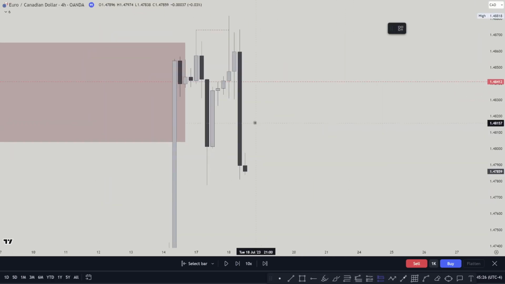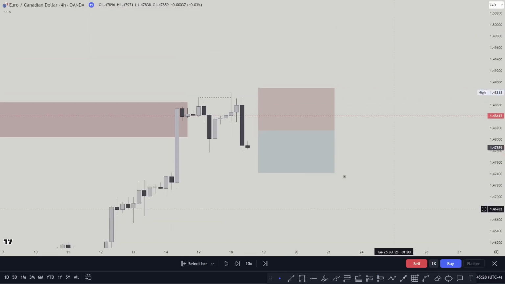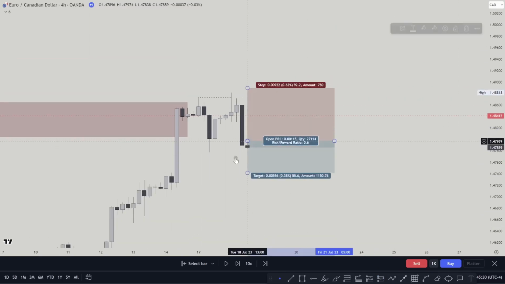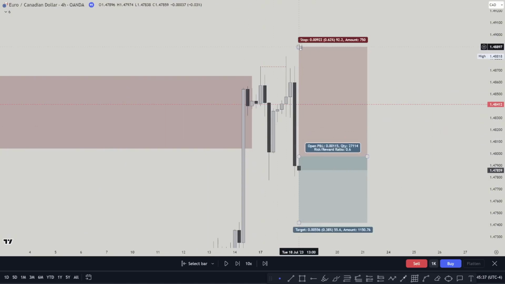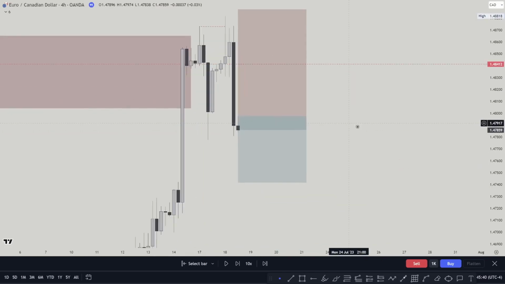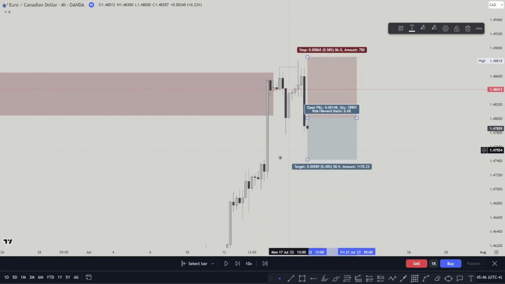So now feel free to either enter from 50% of the fair value gap or the beginning of fair value gap. It depends on your understanding of fair value gap. Sometimes price will retrace into 50%, sometimes not. So do some back testing, see how it goes. We're going to be entering from the beginning of the fair value gap.